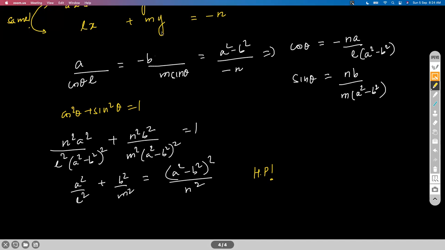Okay, with this, we now move on to the concept of co-normal points. So co-normal points concept, we have already seen in our parabola chapter. That means from a point, we can actually draw three normals to the parabola.